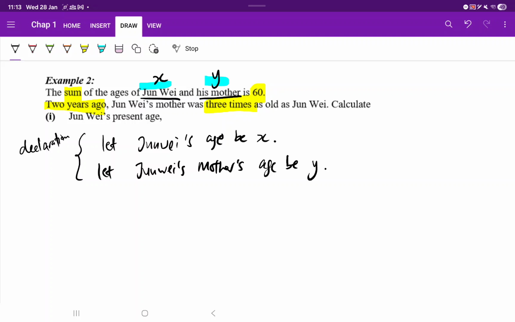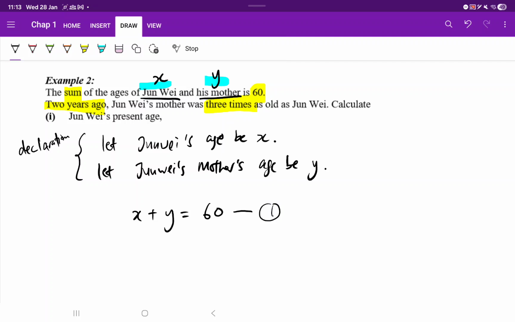Okay, so let's work on the first one. Sum of ages, X plus Y is 60. Declaration, D-E-C-L-A-R-A-T-I-O-N. So these are declaration statements. I declare that this is X, I declare that this is Y. Okay? So X plus Y is 60. This one nobody will have issues with. This is the second statement.